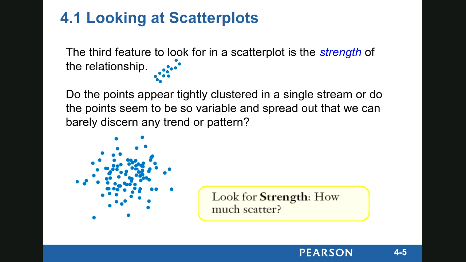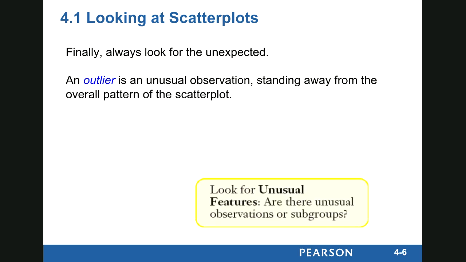And then finally, we look at outliers. Again, outliers are something that are completely different. Always look for the unexpected. An outlier is an unusual observation. It stands away from the overall pattern of the scatter plot. So something that is completely atypical of your data set.